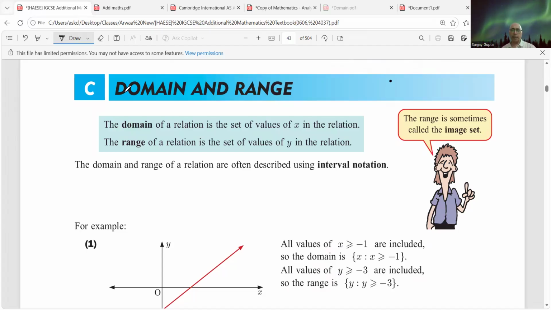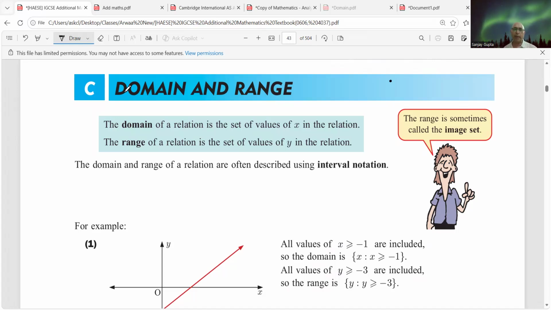Welcome to the next lecture in the series on functions. Having looked at when a relation is called a function and the kinds of functions we deal with, that is the one-to-one or many-to-one function, we are now ready to discuss the next big thing, which is the domain and range of a function.